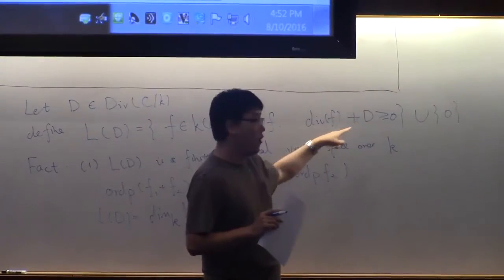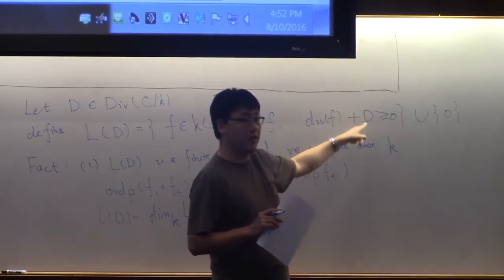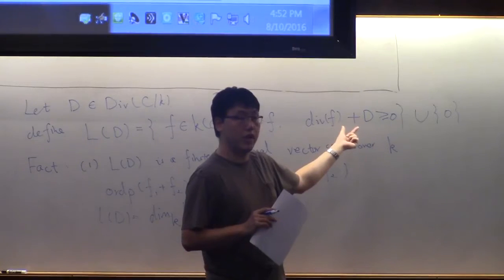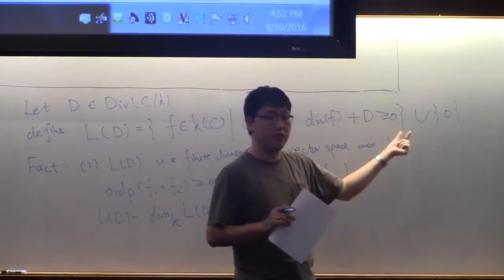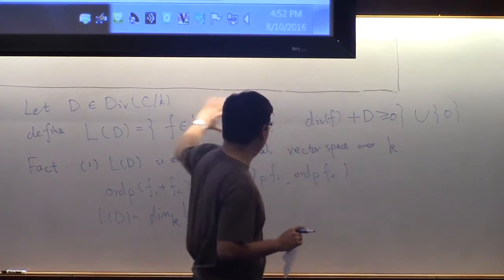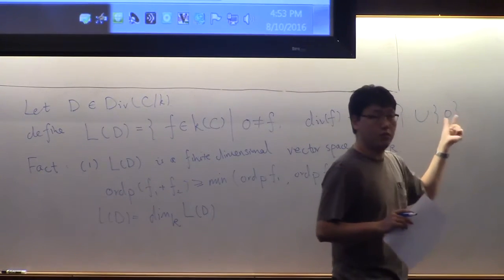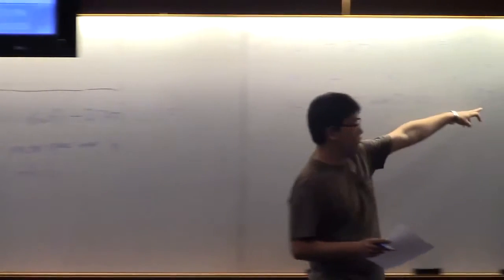But we know the degree of this principal divisor is 0. So if the degree of this divisor is 0, the sum of this divisor should have negative degree. It cannot be effective. Okay? So in other words, it is empty for this part, and you only have 0. So the dimension is 0.